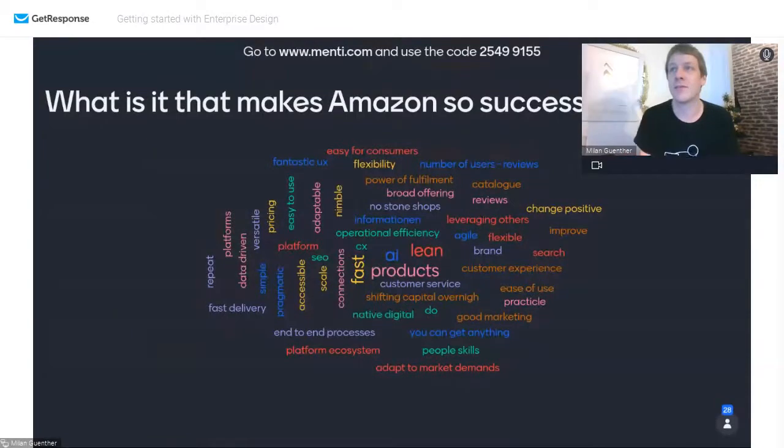You have other stories about the platform ecosystem stopping selling things themselves, but rather activating everyone else to buy and sell between them. We have the customer experience. You have the use of data, AI, being native digital. You have the operational excellence. You have predictive analysis, all sorts of things.